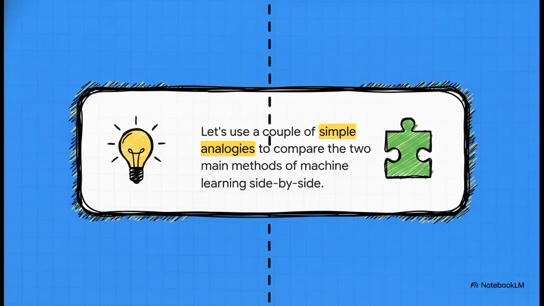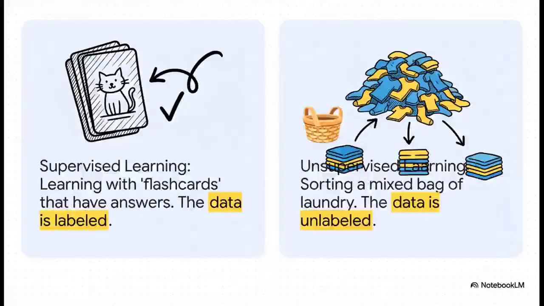Let's put these two ways of learning side by side. So on one side, you've got supervised learning. This is just like studying with flashcards. You have a question, and on the back, you have the answer. The data is labeled. But on the other side, you have unsupervised learning. This is like someone dumping a giant pile of laundry in front of you and saying, sort it. You don't have any labels, but you can start to find patterns, right? You can make piles of whites, darks, and colors.